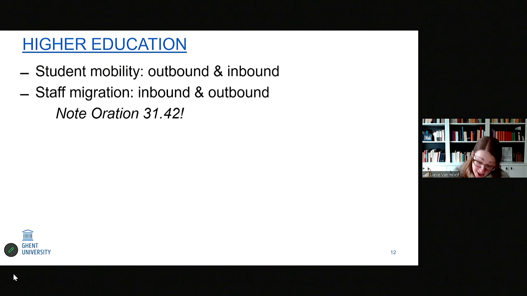If we turn to teachers, then the logical corollary of student outbound mobility is, of course, inbound mobility of teachers. And there, a very interesting passage comes not from a letter, but from an oration, Oration 31 of Libanius, which is an oration with which he tries to move the city council of Antioch to support the teachers in his, the assistant teachers in his school, and to support education in Antioch more generally.